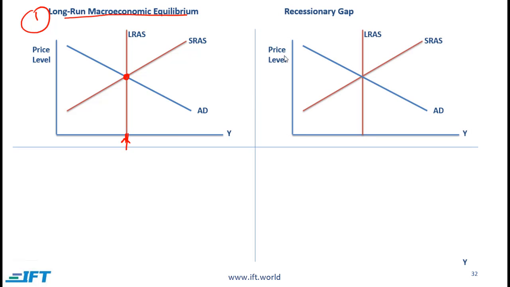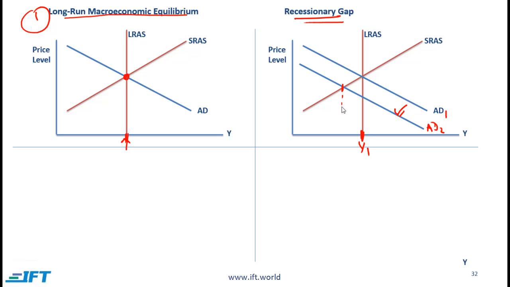The second situation is a recessionary gap. Let's say that for some reason aggregate demand shifts to the left, or shifts down, as shown over here. We go from AD1 to AD2. Notice that if we were originally at this point, let's say that this point is Y1, now we will end up over here.